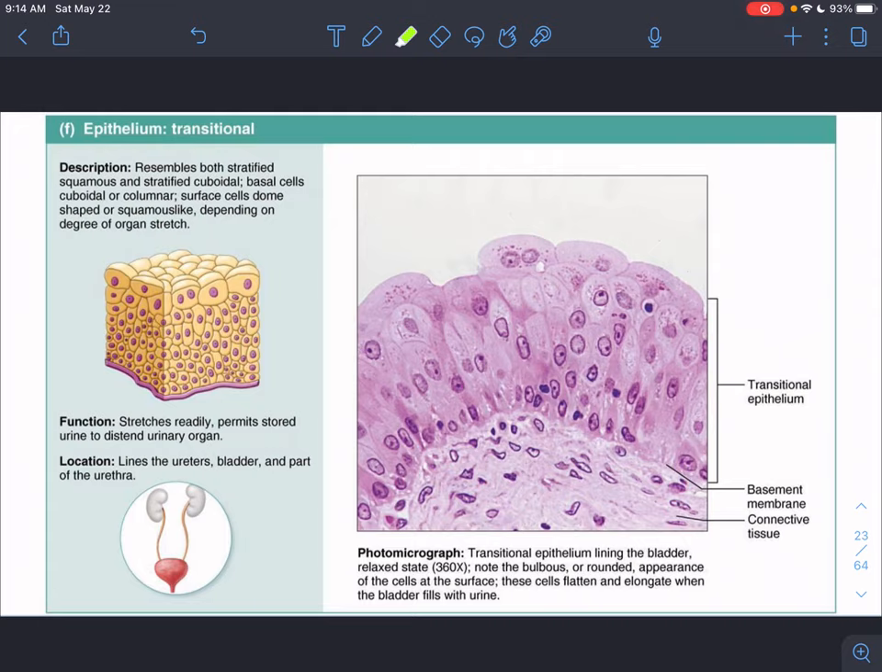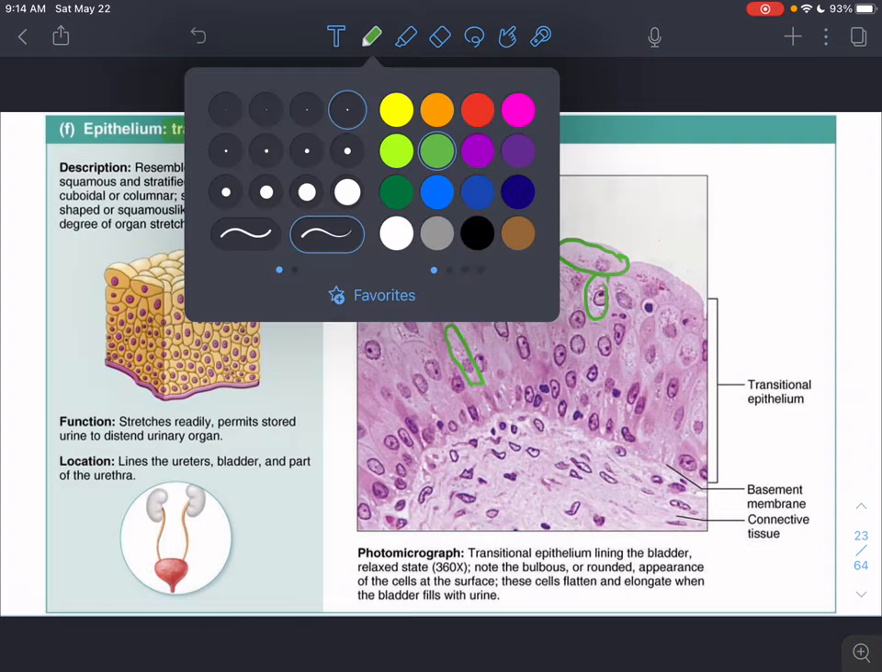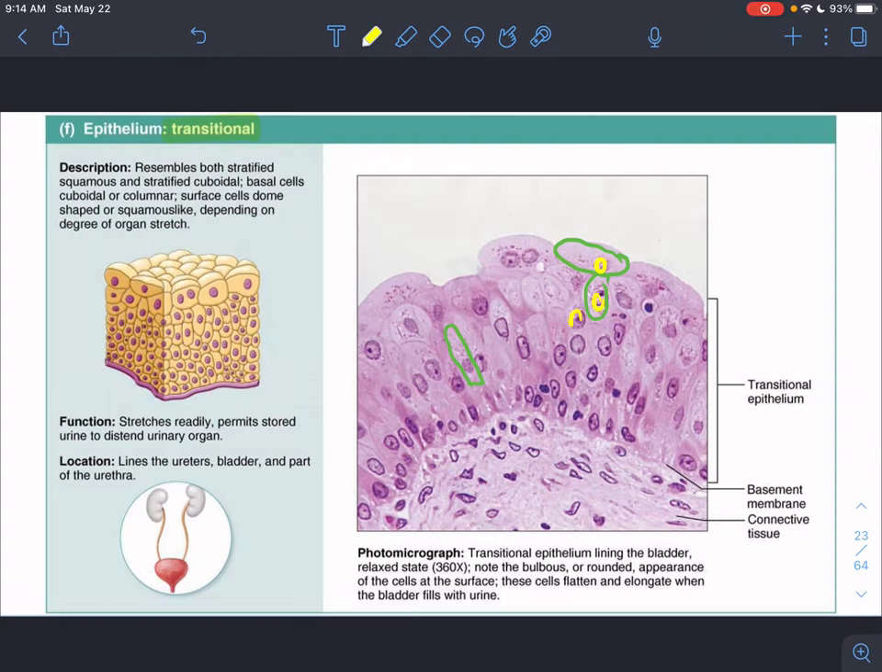And the last technically type of stratified epithelial tissue is transitional. Okay, and we don't consider it squamous, cuboidal, or columnar because the cell's shape actually changes quite drastically throughout the tissue. So you'll see you have columnar-looking shapes, cuboidal-looking shapes, kind of some squamous shapes. But it's definitely stratified because you have these nuclei stacked on top of each other. So it's stratified. But the shapes, they don't really look like anything.